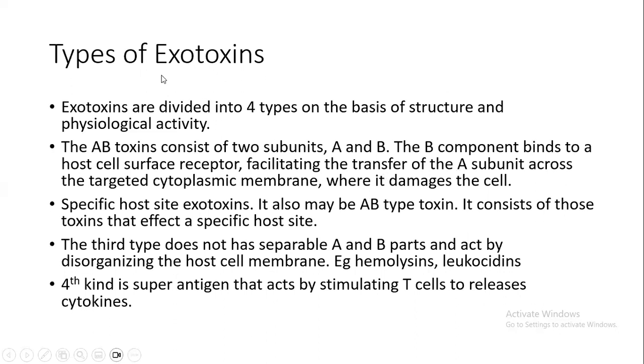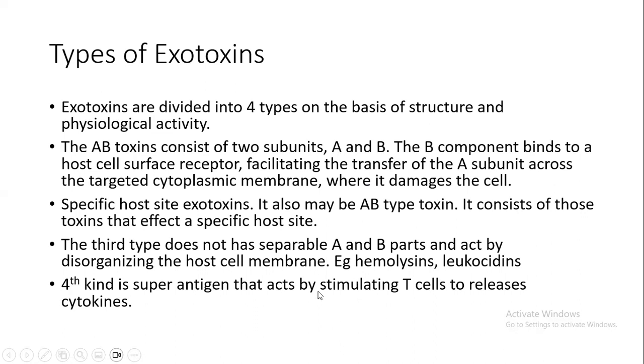So exotoxins can be broadly categorized into four types. The first category is AB toxin, which is made up of two subunits, the A subunit and the B subunit. The B subunit, or component, binds to the host cell surface receptors, and thus it helps the A subunit to enter inside the cytoplasmic membrane. Once inside, it will act and cause its effect. So the A part is the enzymatic part, while the B part is helping entry of the A part into the cell.